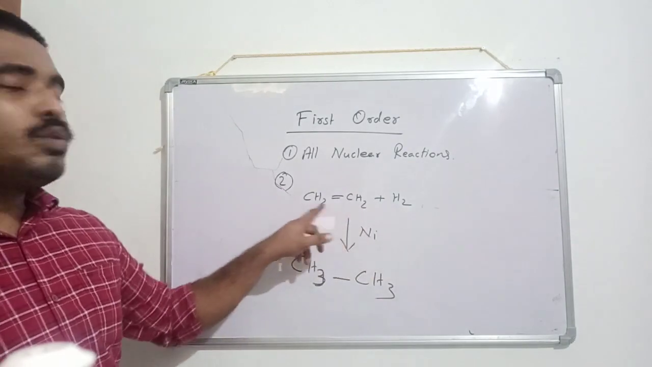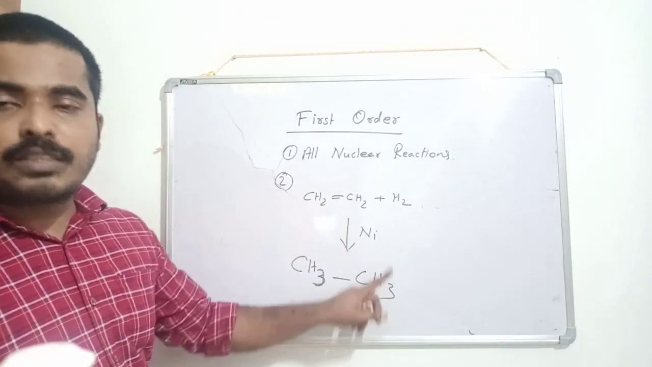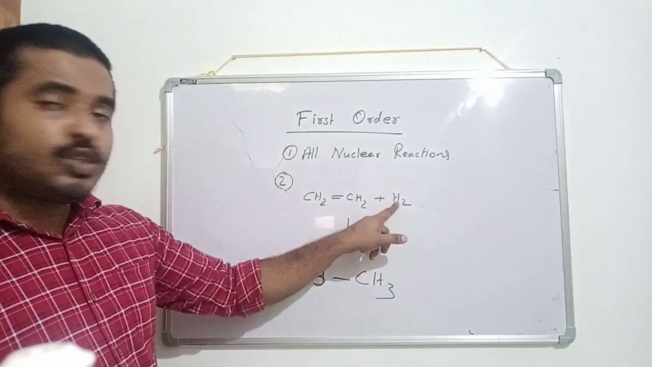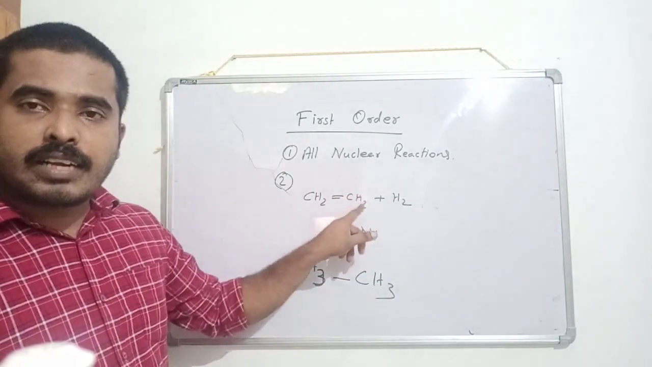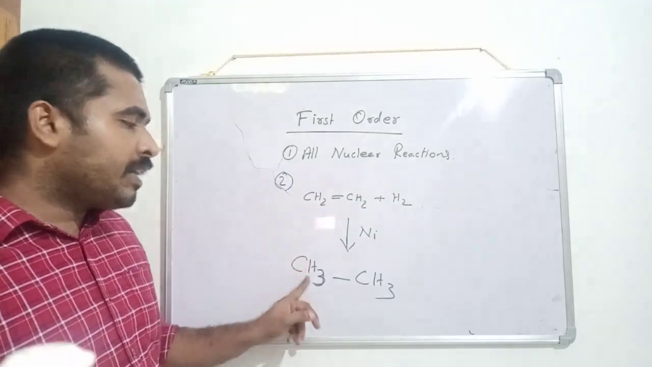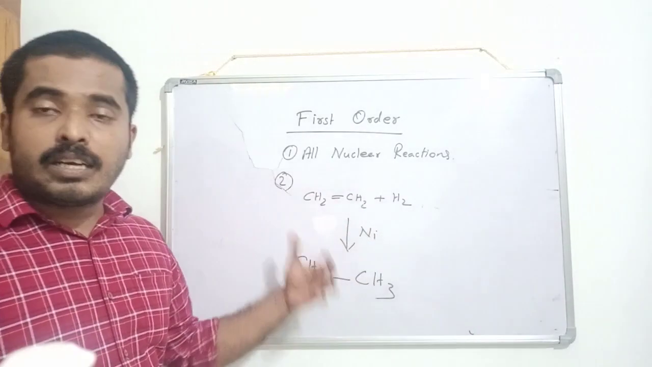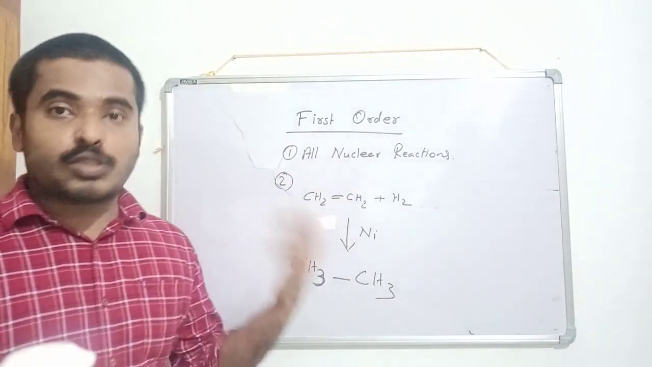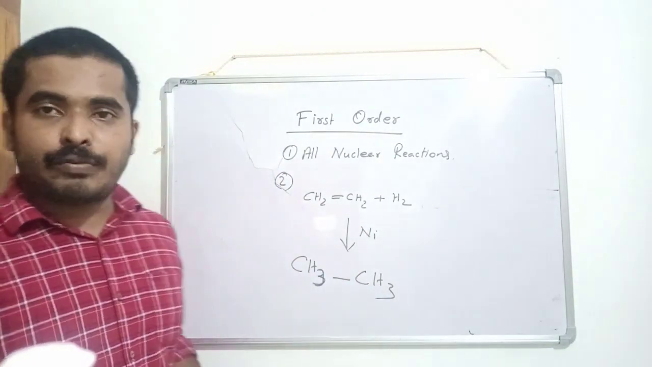Adding hydrogen to a double bonded compound in presence of nickel, a single bonded compound will be formed. H2, one hydrogen will go here, another hydrogen will go here. So CH2 will become CH3. Here also, the double bond will become a single bond. So these are examples for first order reaction. Okay, fine.